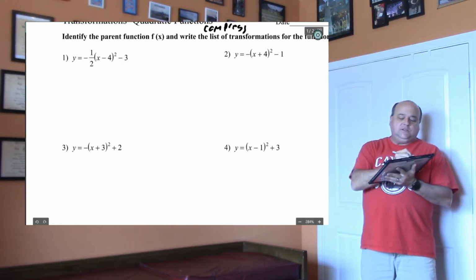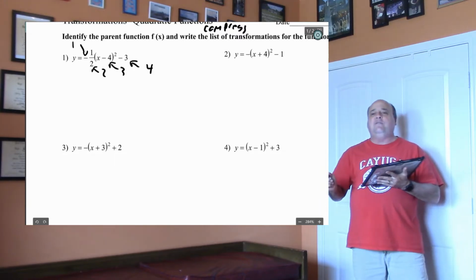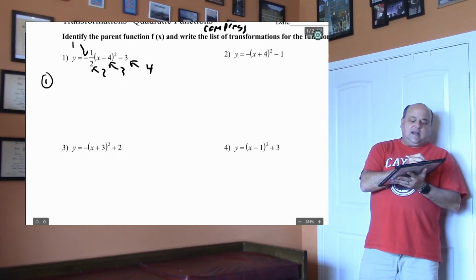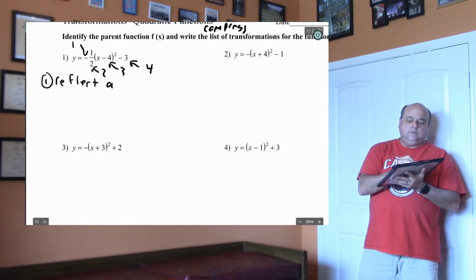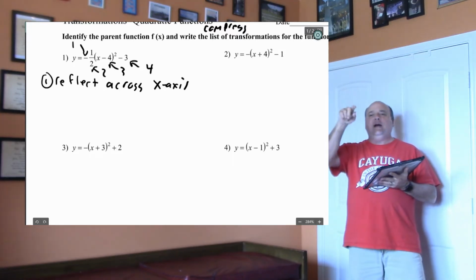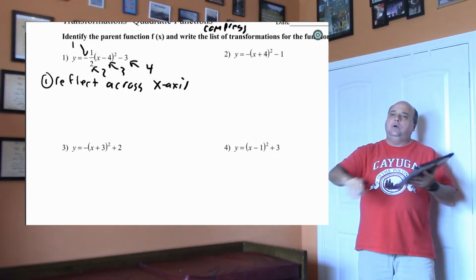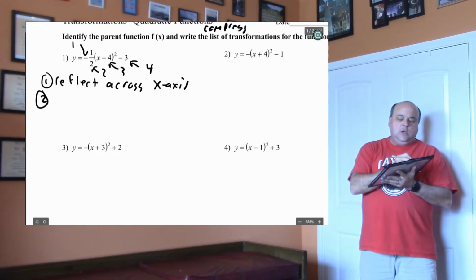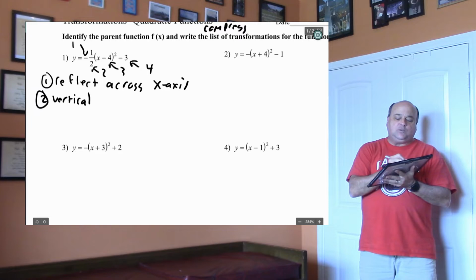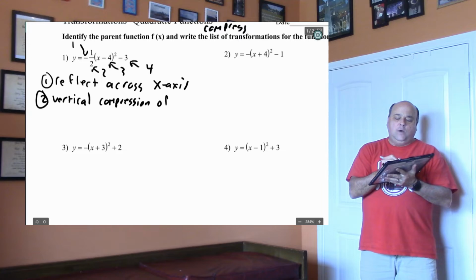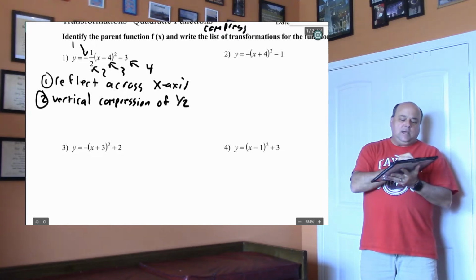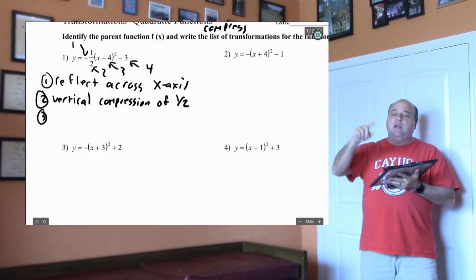On the first one, this one will have all four of them. The first thing that's going to happen is reflect across the x-axis. Then look at the 1/2. You're not looking at the negative anymore. The 1/2 is closer to 0, and the closer it gets to 0, the more it's vertically compressed. So step 2, write down vertical compression of 1/2.